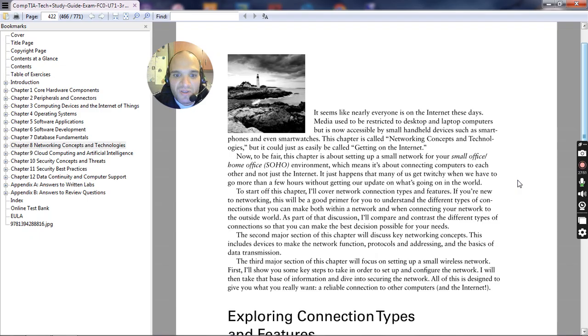To start off the chapter, I will cover network connection types and features. If you are new to networking, this will be a good primer for you to understand the different types of connections that you can make both within a network and when connecting your network to the outside world. As part of that discussion, I will compare and contrast the different types of connections so that you can make the best decision possible for your needs.